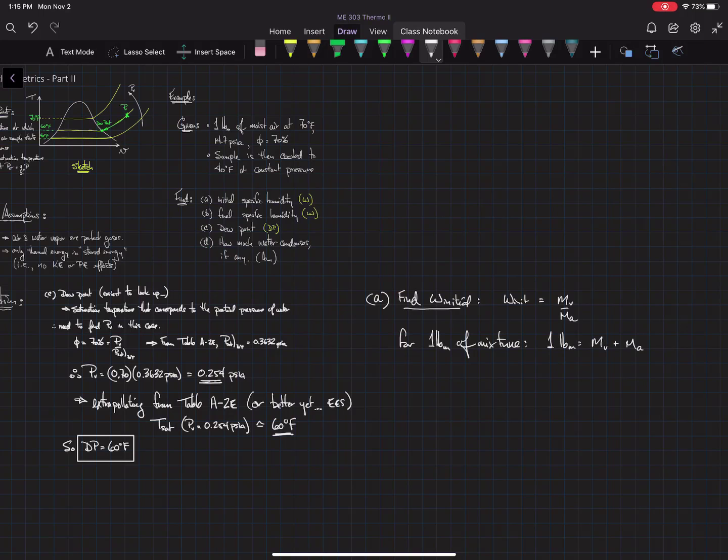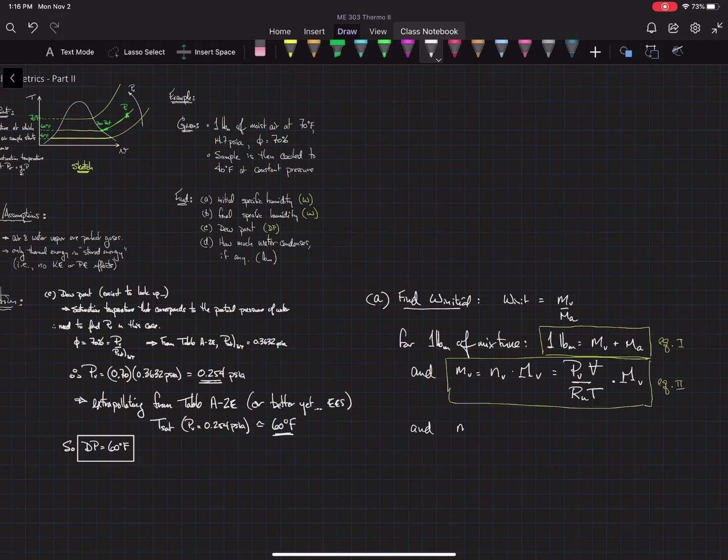So now we're back to figuring out the initial specific humidity, which, as you'll recall, is defined as the mass of the vapor over the mass of dry air. So if we start off with 1 pound of total mixture, that means that we're going to have a sum of m_v plus m_a that gives us 1 pound, and then we can massage each individual component here to express it in terms of partial pressures using the ideal gas law, and that's what equation 2 is giving us here.